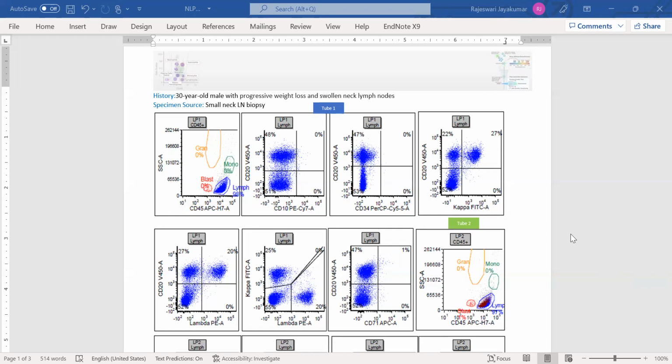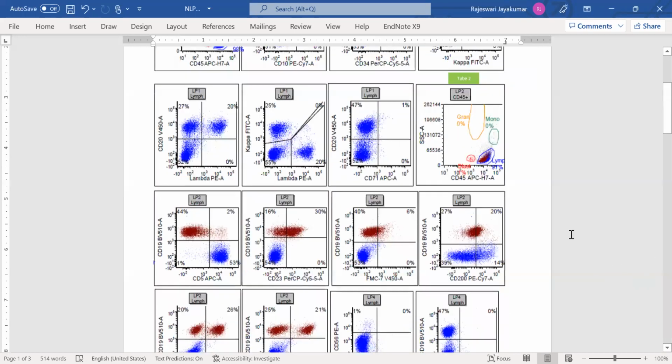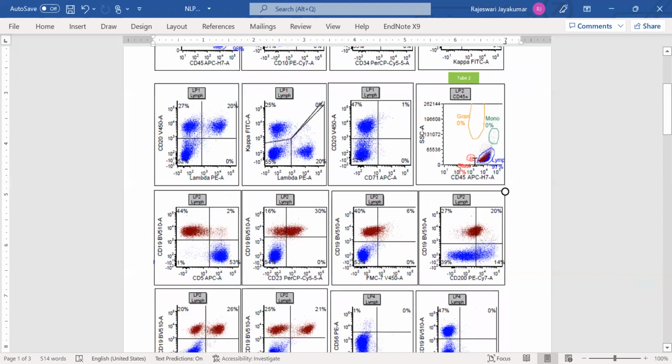Now, when we go to the next tube, we see that again in CD45 versus side scatter, the majority of the population is lymphocytes. And in the CD19 versus CD5 plot, we have the separation of the B and T cells here. The B cells are CD19 positive and the T cells are CD5 positive. B cells are negative for CD5. You see a small spray of CD5 positive cells, which is okay.